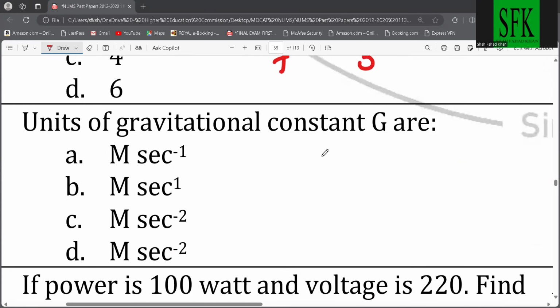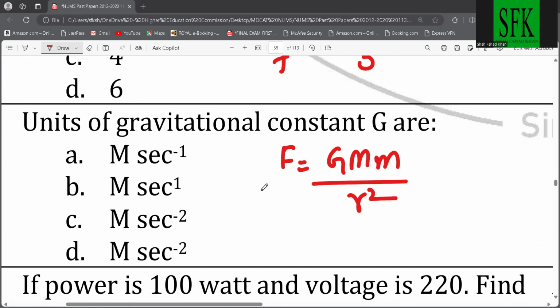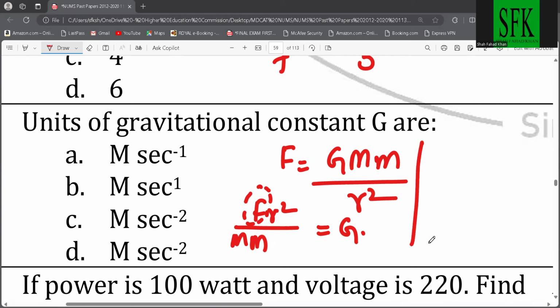Units of gravitational constant are... For this, just use the formula F is equal to G M m over R squared. Just rearrange and you'll get the answer. It's going to be F R squared over M m equals G. This is the gravitational constant. So how do you calculate the units of F and R squared and M m? So let's see. Force is kg m s minus 2, okay, multiplied by m squared divided by kg squared.